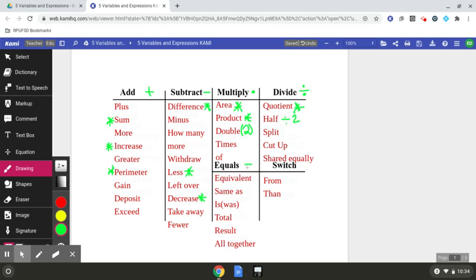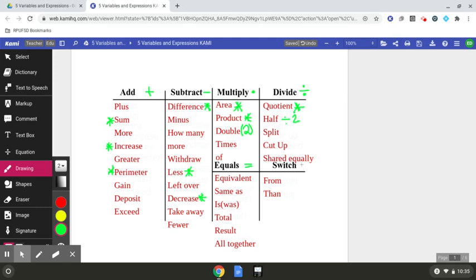Okay, then we have equals. So for equals, these are all pretty commonly used. I'm not going to star anything here. I would star the whole section if I had to. So you'll see the words equivalent, same as, is or was for past tense, total, result, or altogether.